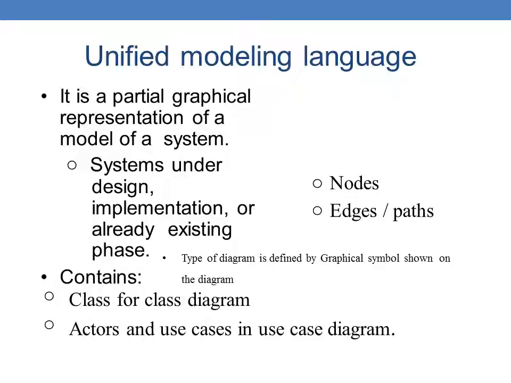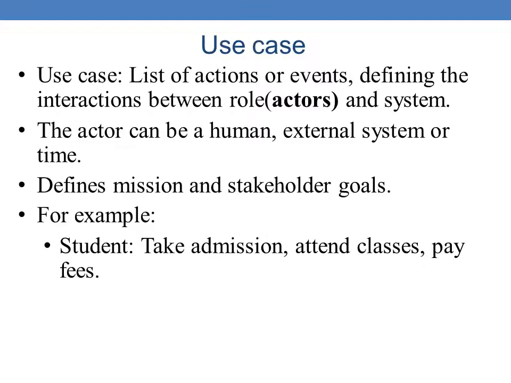class diagram, actors and use cases in the use case diagram. Use cases are a list of actions defining the interaction between a role and the system. The actor can be human, external system, or time. They define the mission and the stakeholders' goals. For example, student takes admission, attends the class, pays fees. These are all the use cases, that means processes of the system.